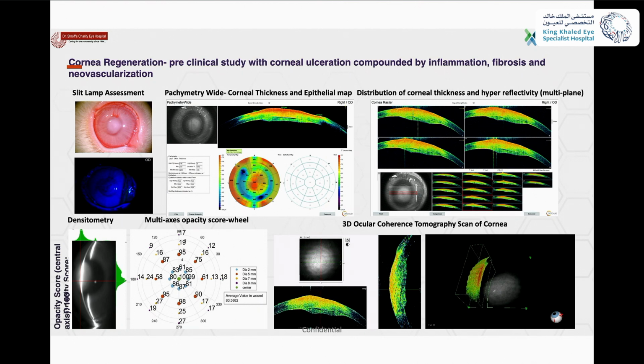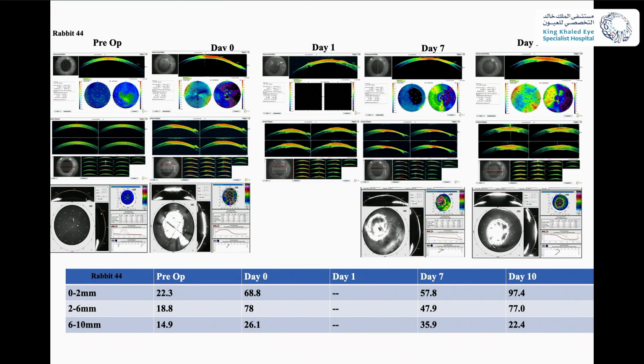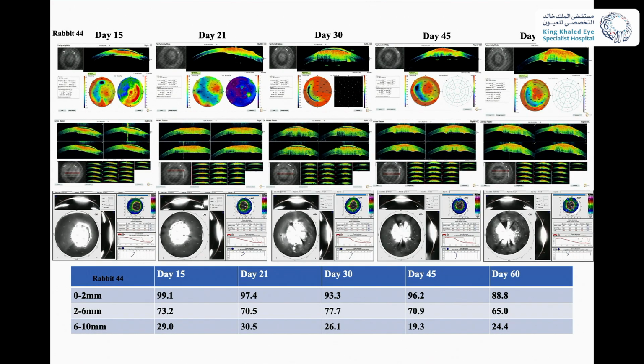These are pachymetry and slit lamp assessment with or without fluorescein, and the volumetric analysis. I'll give you one example of this rabbit 44, to show how meticulously it is followed and treated over a period of time. You can see up to 60 days, 2 months, we follow. And then they also undergo extensive imaging studies so that we can understand what is happening at the tissue level.